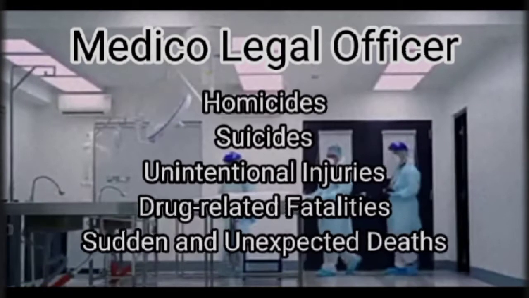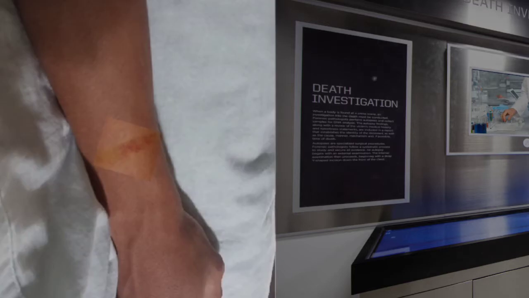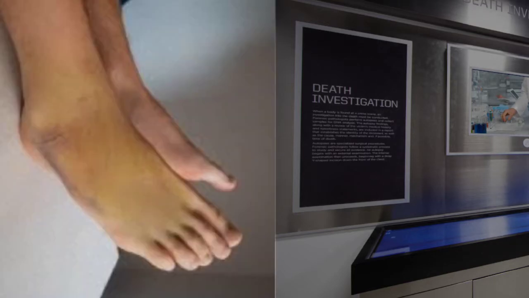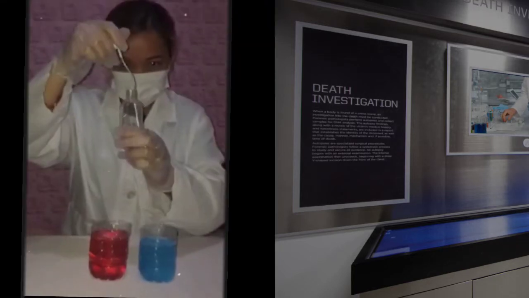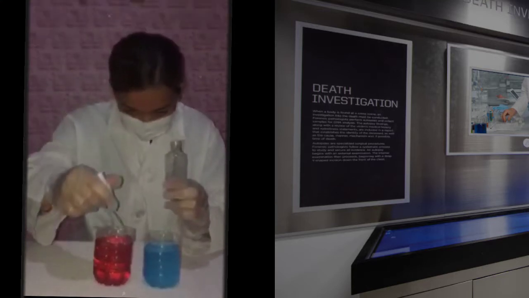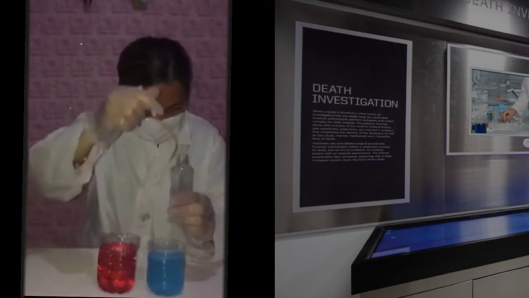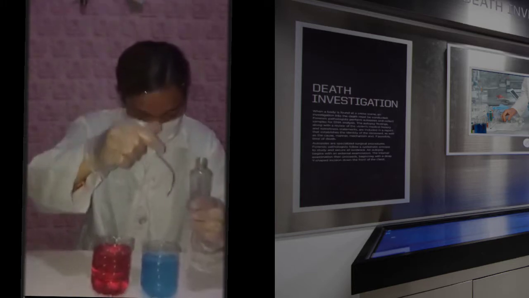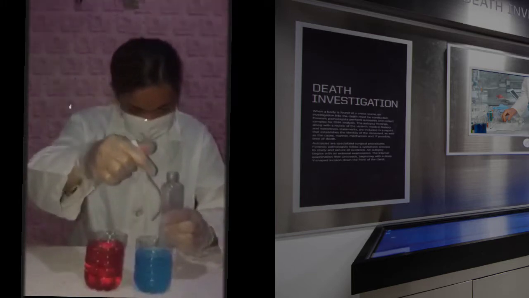The medical legal officer is responsible for conducting death investigations and confirming the cause and manner of unnatural and inexplicable deaths in any instance: homicides, suicides, unintentional injuries, drug-related fatalities, and other sudden or unexpected deaths.